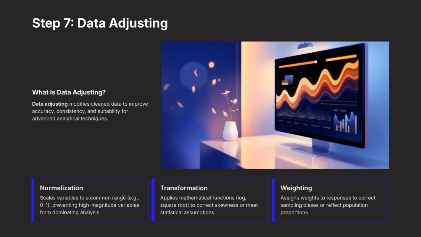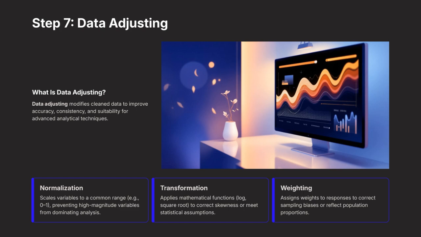Now, let's talk about what data adjusting really means in this context. Essentially, it's about making sure our data is as accurate and reliable as possible before we dive into analysis. One key aspect is assigning weights to responses. This helps us correct sampling biases or better reflect the actual population proportions, ensuring our results are representative.